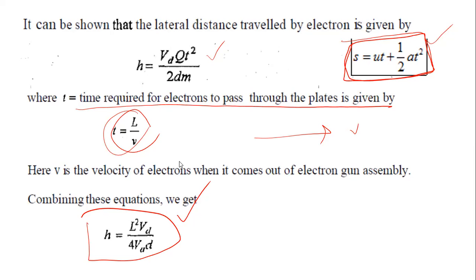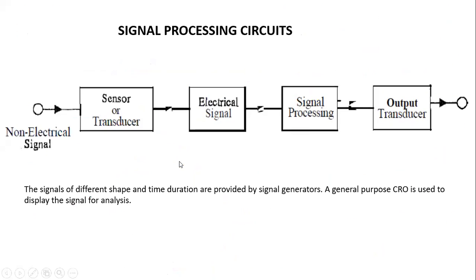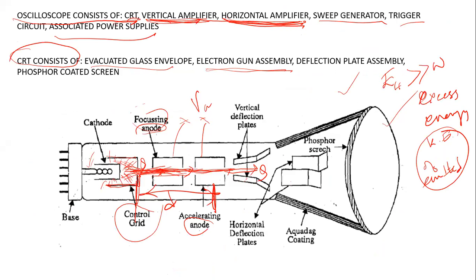So here we have talked about the components of our display device, that is the cathode ray oscilloscope. And we have said that the cathode ray oscilloscope consists of a CRT. CRT means cathode ray tube. And we have described the components of this cathode ray tube and its working. In direct heating of the cathodes, the cathode generates those high energy electrons. And those high energy electrons are focused using the control grid and also using the focusing anode.